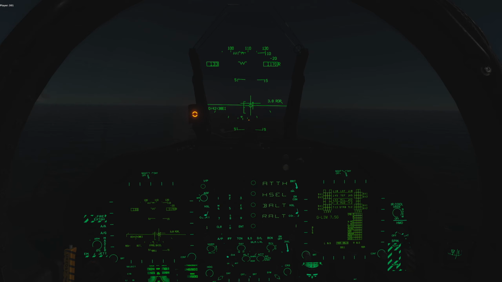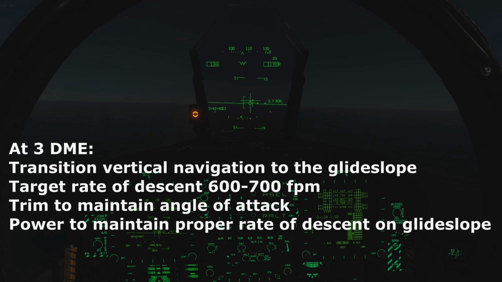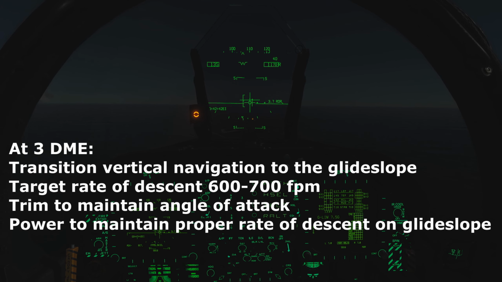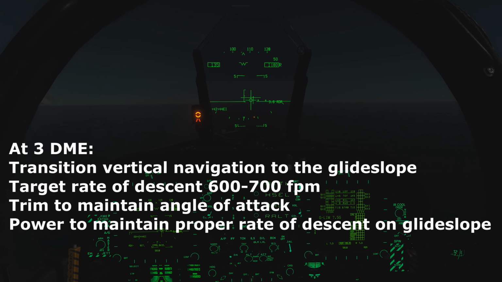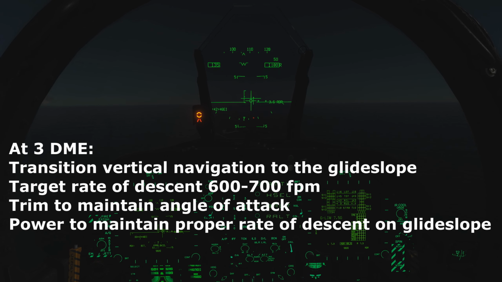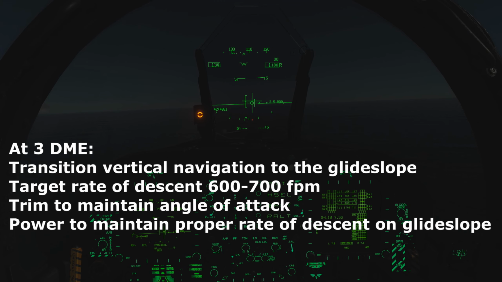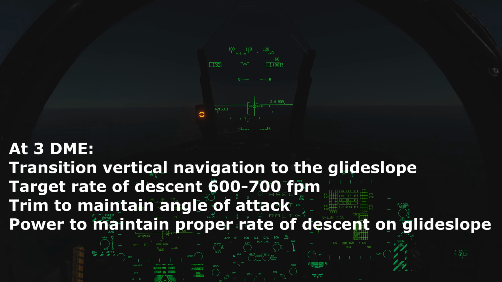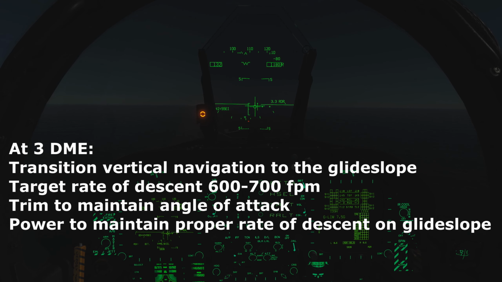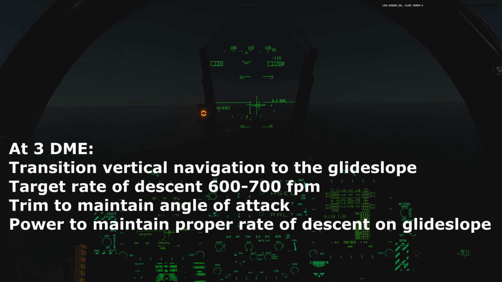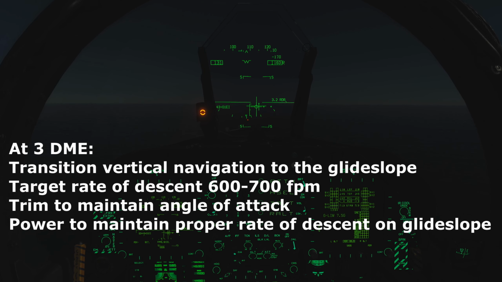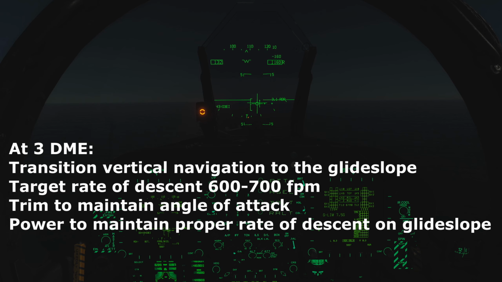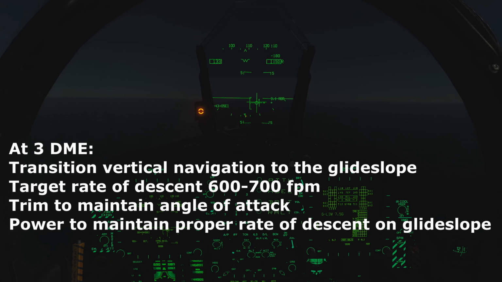At 3 DME, assuming you have maintained at or near 1200 feet, you will have glide slope intercept. Transition your vertical navigation to the ICLS glide slope by slowly reducing your throttles to maintain a 3.5 degree glide path. A target rate of descent is 600 to 700 feet per minute, but do not chase the vertical speed in the heads-up display. Power and trim as required to maintain angle of attack and glide slope.